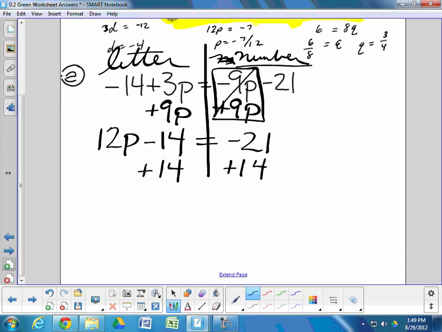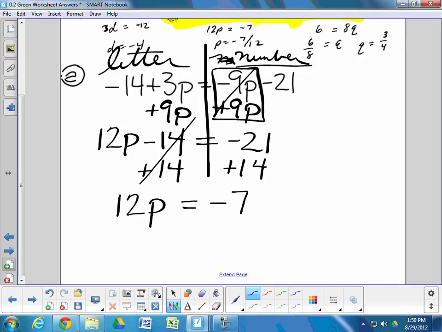I'm hoping most of this is like a review. I think people are going, oh, okay, yeah, I remember that. I just needed a refresher course on this. So here we go. These eliminate, leaving me with 12P, and I'm very close to my goal of having a letter on the left. On the right, I have negative 7.